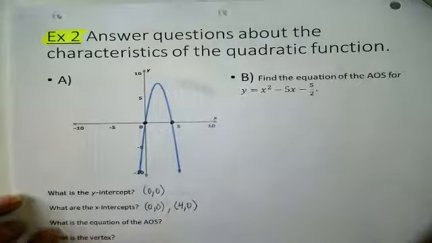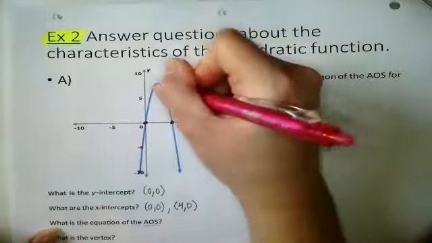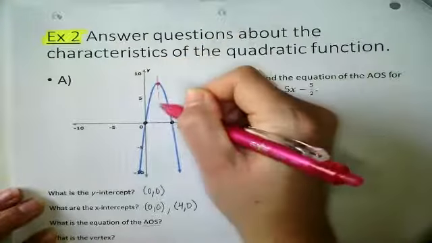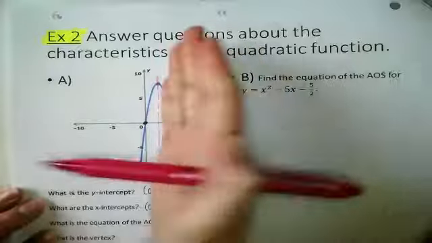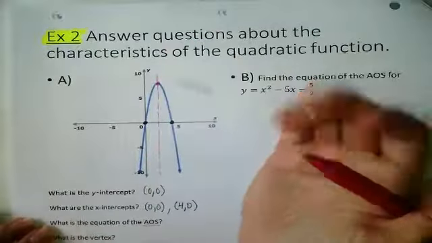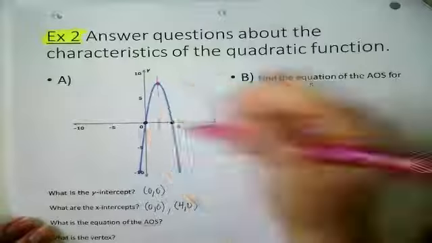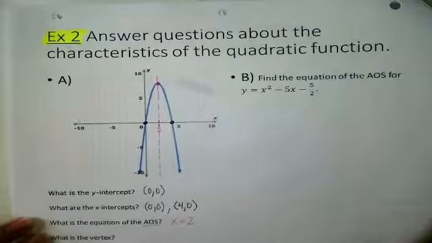What is the equation of the axis of symmetry? Well, I can draw in the axis of symmetry. The axis of symmetry always passes through the vertex. So right here, this dotted line is that axis of symmetry. You can see how it just cuts that parabola right in half. It's a vertical line, and it's passing through 2 on the x-axis. So the equation is x equals 2. X equals a number is always a vertical line.